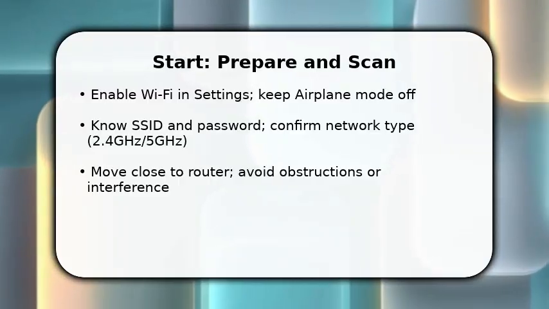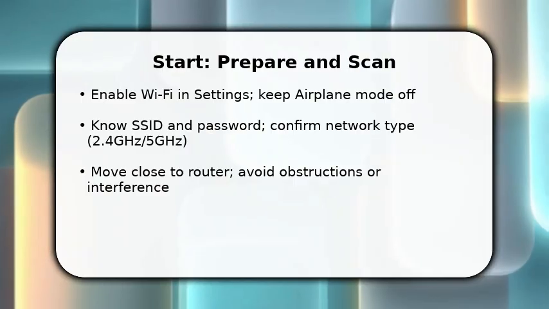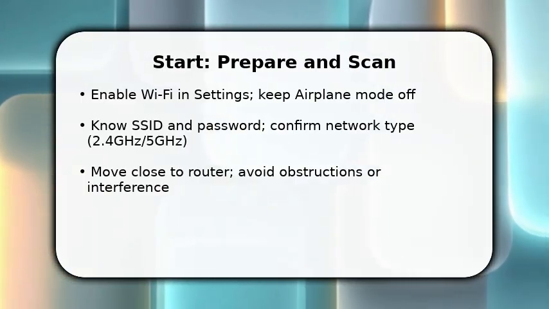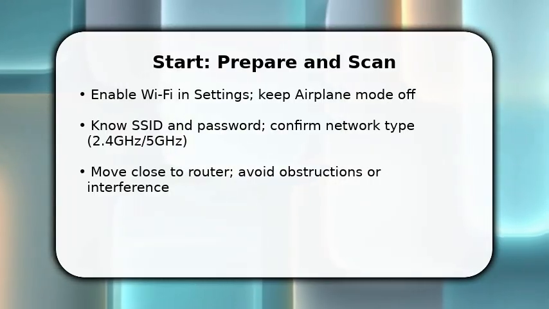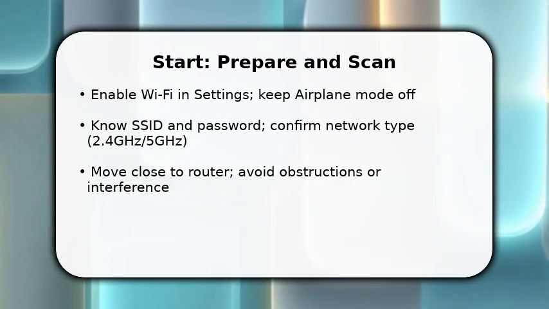You first confirm the essentials. Wi-Fi is enabled and you know the exact SSID and password. Once done, move within range of the router so signal strength is strong. Walls and appliances reduce performance.